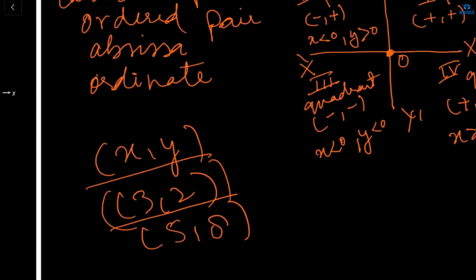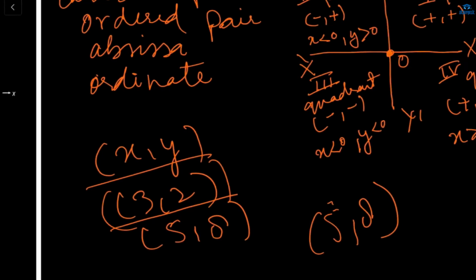So why am I calling it an ordered pair? Because the first number will always represent the value of x, and the second number will always represent the value of y. Whenever you see a point like 5 comma 8, 5 represents x and 8 represents y. You don't need to check anything if it is written in this format. You don't have to think whether 5 will be x or y. No. 5 will always be x and 8 will always be y. So this is an ordered pair, the coordinate points.